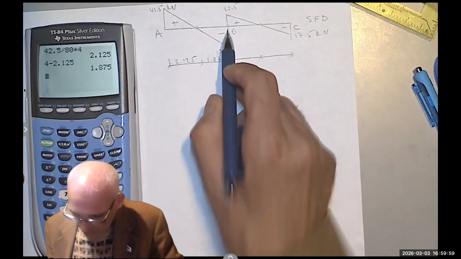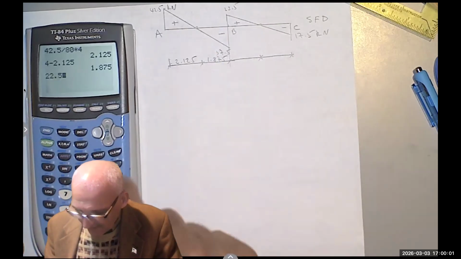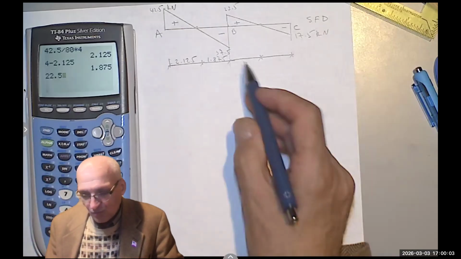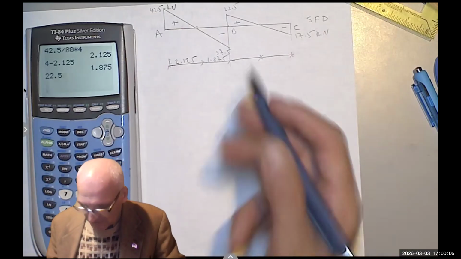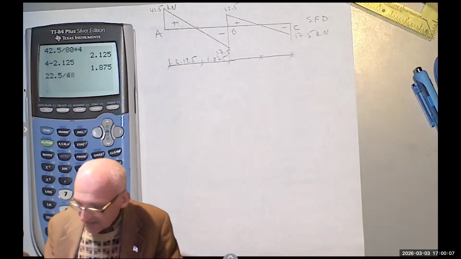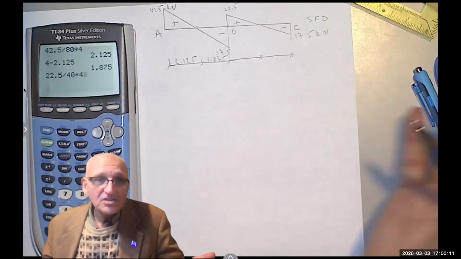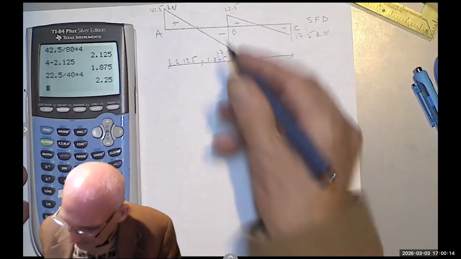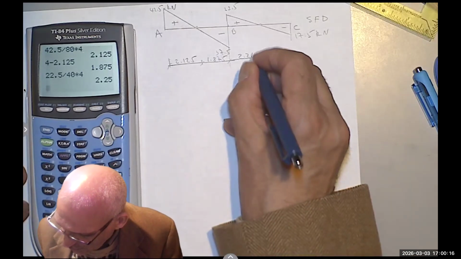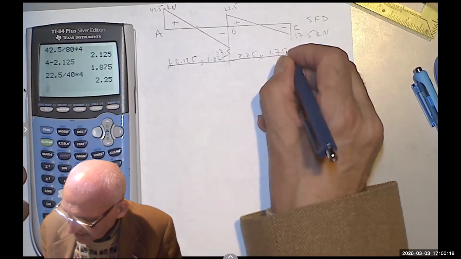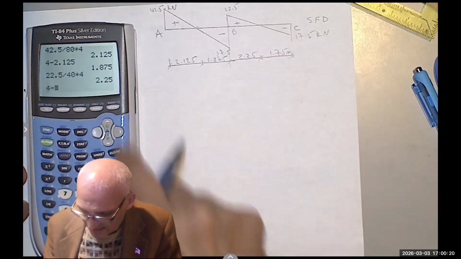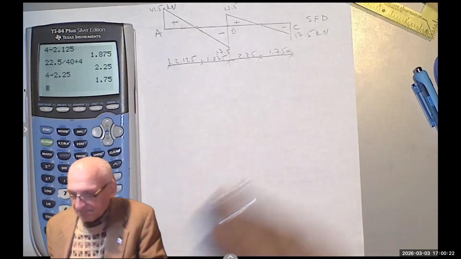Again, 22.5 divided by 40. Do you see it? Because you divide by the sum of the two, which is 4 times 10, which is 40, and then you multiply by 4. So you'll get 2.25. And this one, of course, would be 1.75 meters. 4 minus that is that.